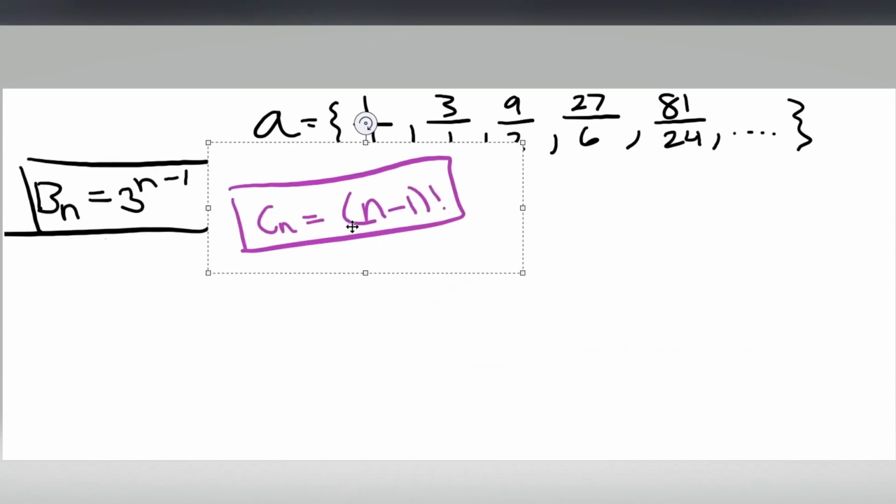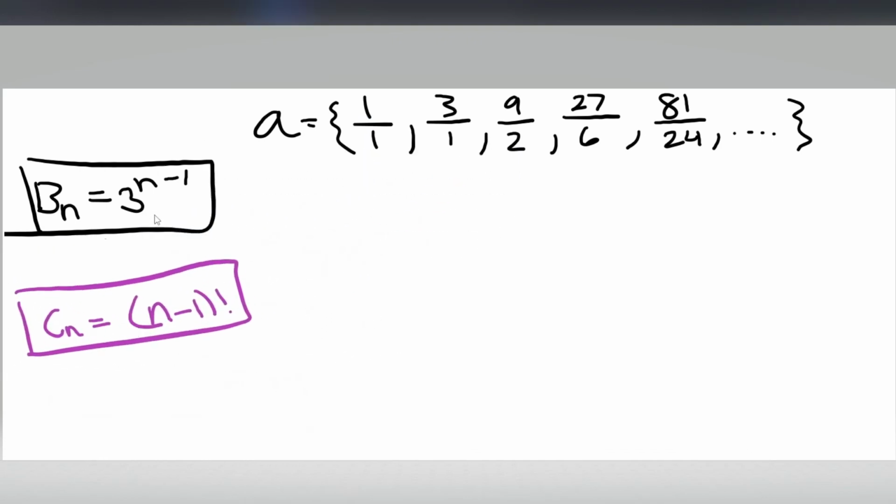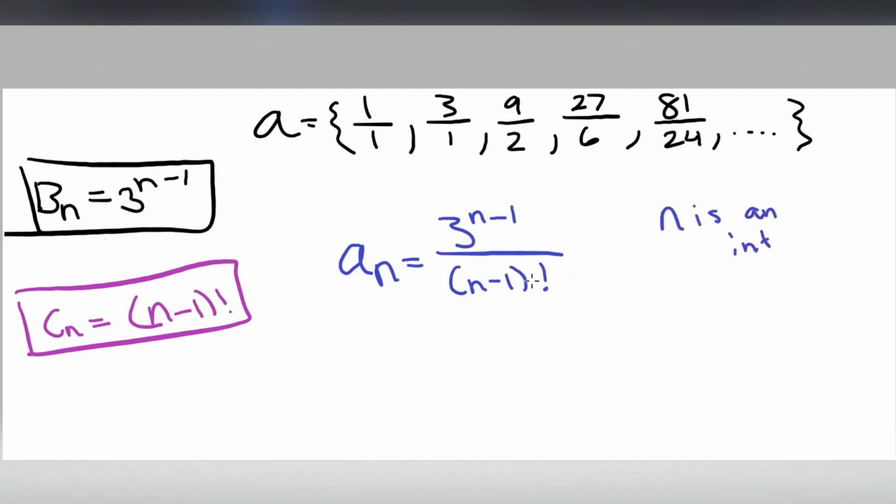So we've identified our two rules. Our top, or our numerators, are 3 to the power of n minus 1, and our denominators are n minus 1 factorial. So now we can write our explicit rule just like this. A of n equals 3 to the n minus 1 over n minus 1 factorial. We're just combining the sequence we found for our numerator and our denominator. We know that n is an integer, and n has to be greater than or equal to 1.